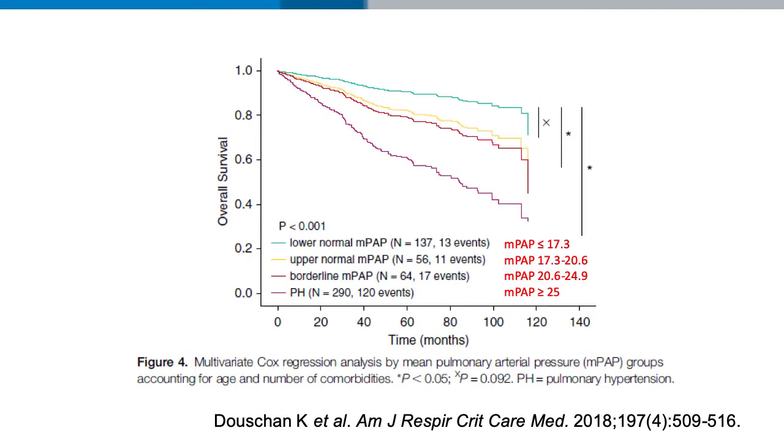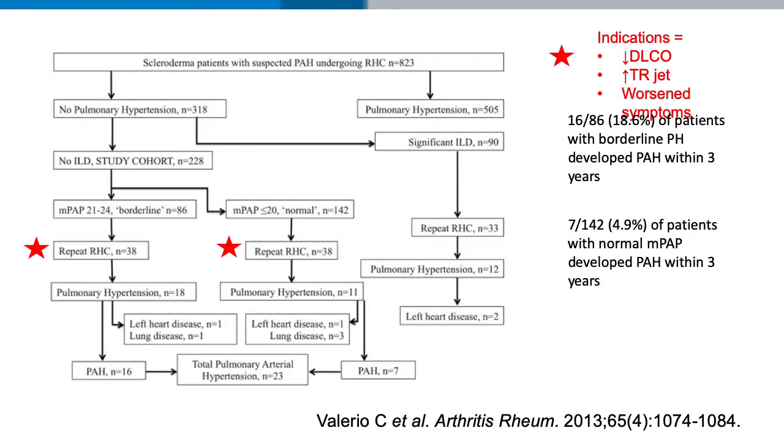Similar results were found in a different study that was based in Austria. Again, this is looking at all comers who underwent right heart catheterization. Again, it showed that this borderline range of 20 to 24 millimeters of mercury was associated with worse outcomes. And then the third reason for considering a new definition is that lowering the threshold might identify patients with early vascular disease. And this is particularly important in a couple of subsets of patients.